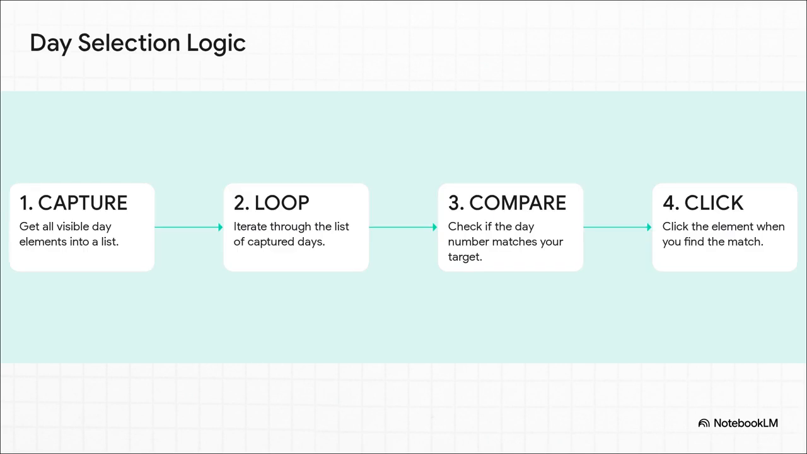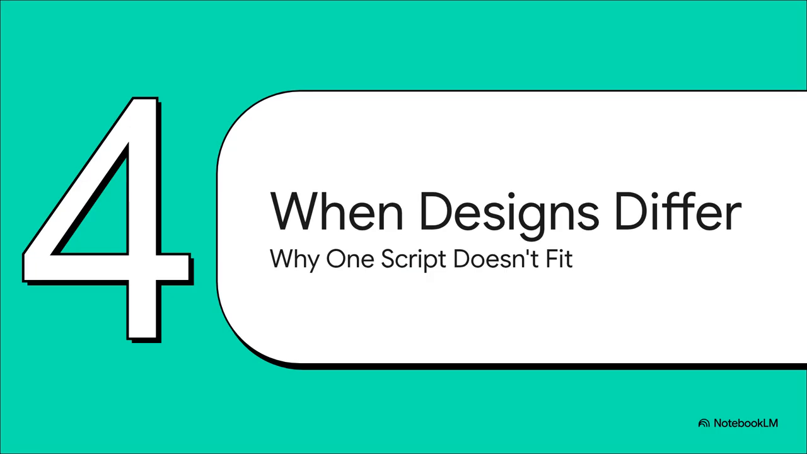This is even simpler. Your script just grabs all the visible day numbers, 1 through 31, and puts them into a list. Then it just loops through that list, checking each number one by one until it finds your target day. So if you're looking for the 20th, it'll just go 1, nope, 2, nope, all the way to 20. Once it finds 20, it clicks it, and you're done. Simple as that. Now here's the cool part.